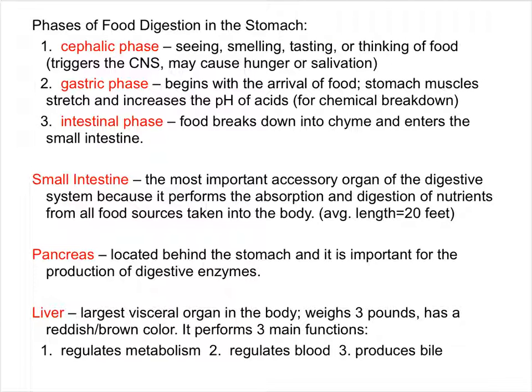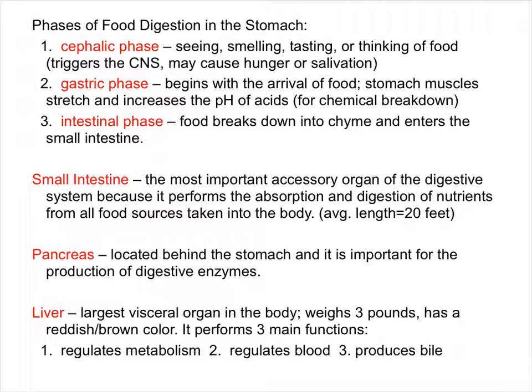Now let's begin the phases of food digestion in the stomach. The cephalic phase is when we see, smell, taste, or think of food. We actually trigger the central nervous system. It may cause salivation or hunger. Second is the gastric phase.